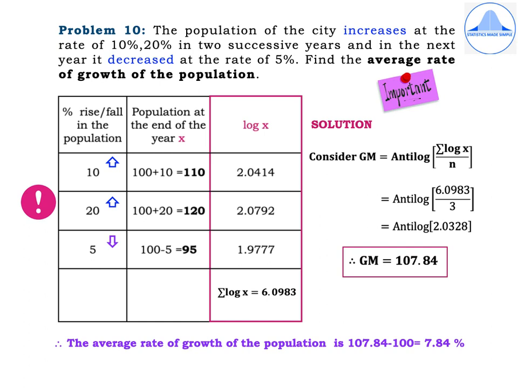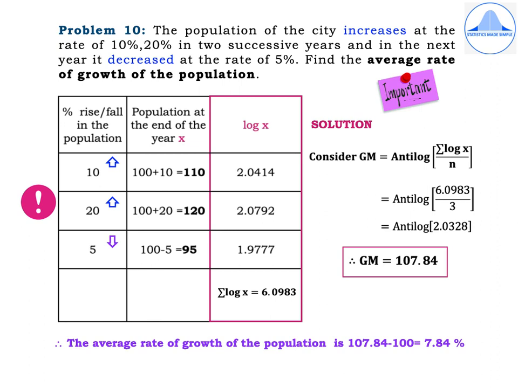So population at the end of the year is first 110. To 100 you add 10 and you get 110, and for the second year it is 120. Again use the same technique, that is 100 plus 20 equal to 120. Because for the first 2 years there is an increase, to 100 we are adding the values 10 and 20. But for the third year it has decreased at the rate of 5%. So from 100 we subtract 5 and we get the value as 95.